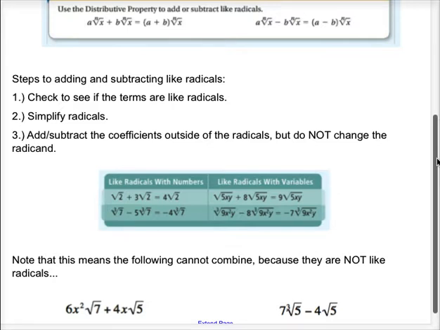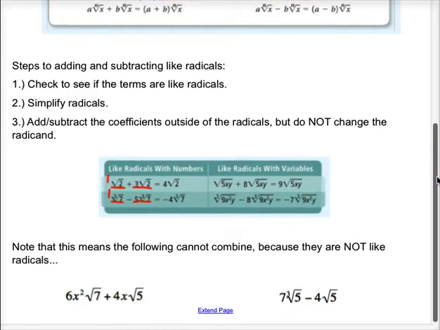So for example here, when you see square root of 2 and 3 square roots of 2, you have one of them here, 3 of them there, so they add to 4. Or here, cube root of 7 minus 5 cube roots of 7, so 1 minus 5 would give you negative 4 cube roots of 7. So all you're doing is adding and subtracting the coefficient, but leaving the radicand itself alone.